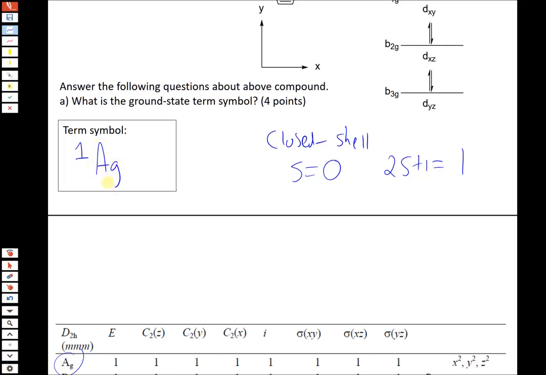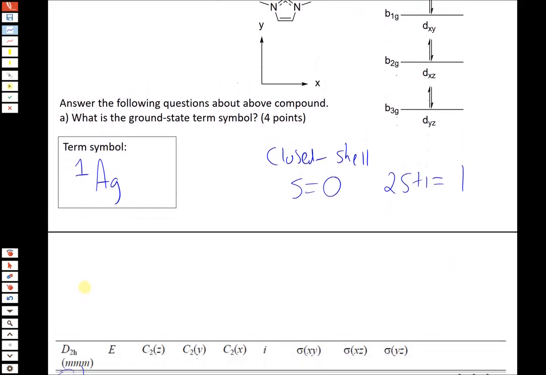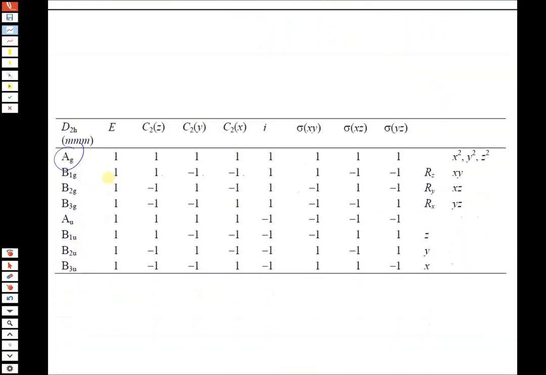Somebody put A1g, which I did take off for, because there is no A1g representation in D2h. It should be totally symmetric, and it needs to include a spin multiplicity and a Mulliken symbol. Again, if you left off one or both of those, points would have been taken off. Alright, so that's the ground state term symbol.